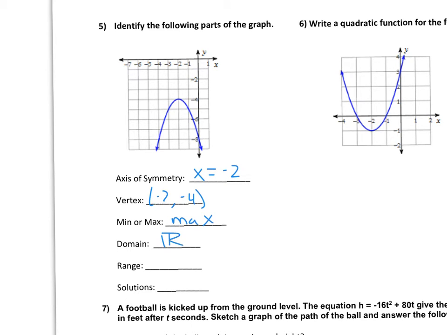Domain is always going to be all reals because remember, eventually every x value will get graphed. Now on my range, I've got y. It is going down, so that's less than or equal. And then basically, what is your y value right here? Your y value is negative 4. So you get negative 4 there. Solutions in this case, there are none because it does not cross the x-axis.